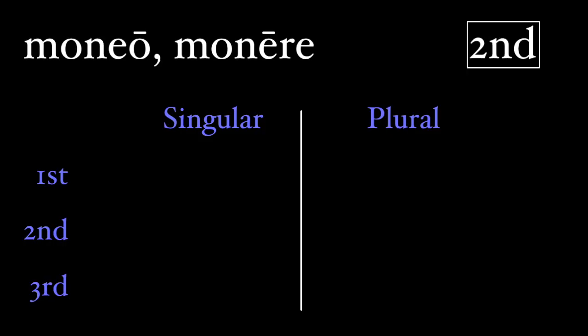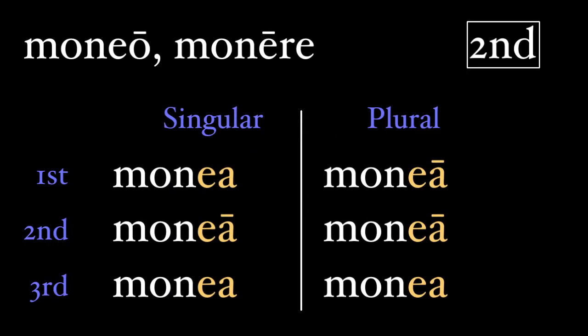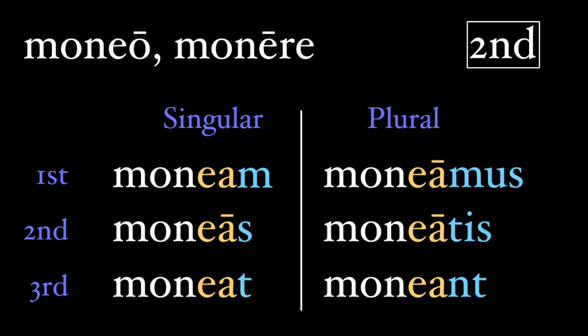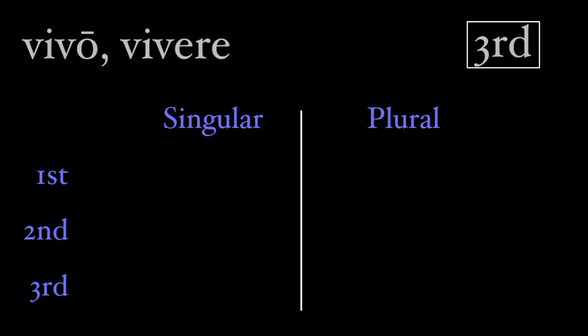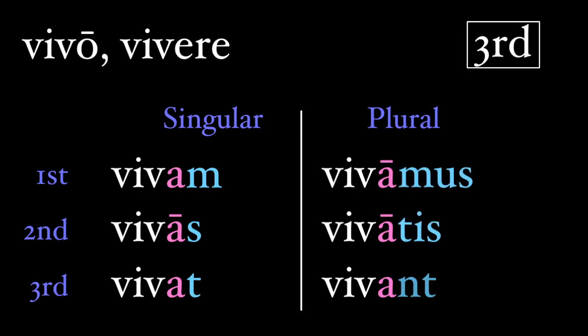For a second conjugation verb like moneo, monere, we do the same. The present stem, change the vowel, and add the personal endings. Moneam, moneas, moneat, moneamus, moneatis, moneant. Thirds go likewise. Vivo, vivere, and the present stem is vive, but we change the E to an A, add the endings, and we have vivam, vivas, vivat, vivamus, vivatis, vivant.